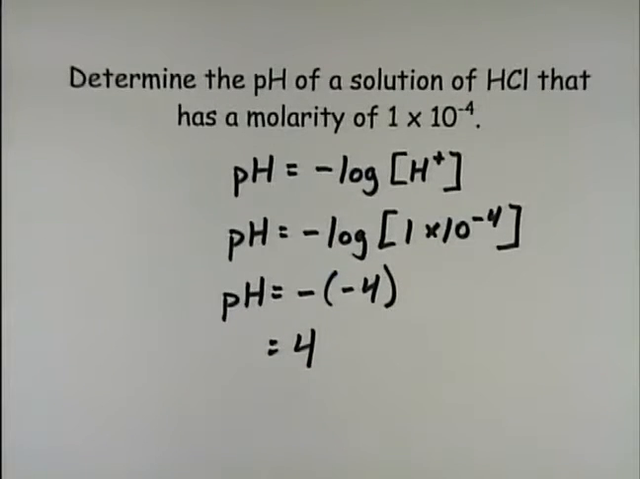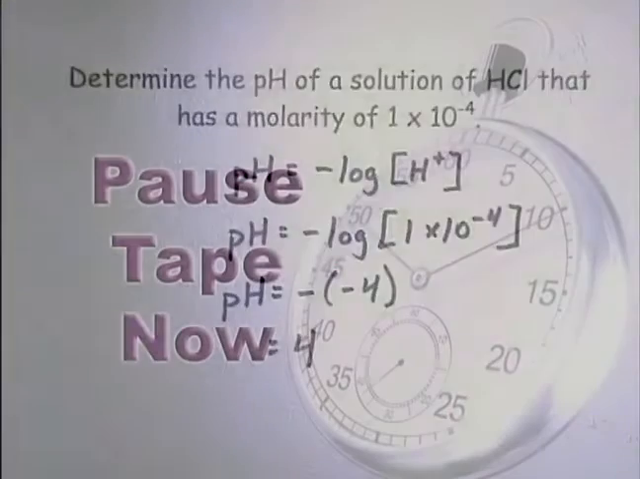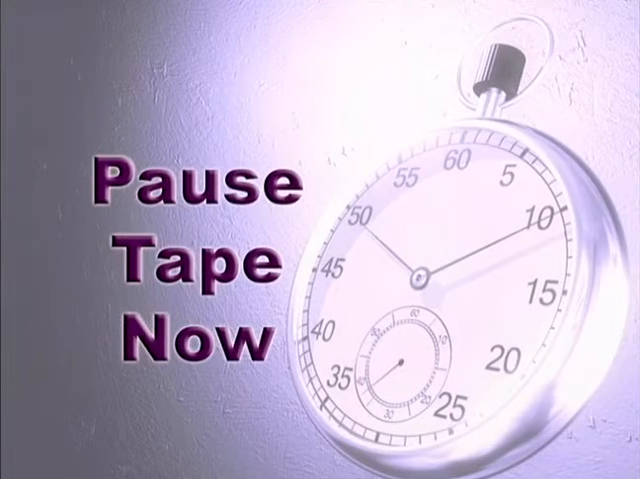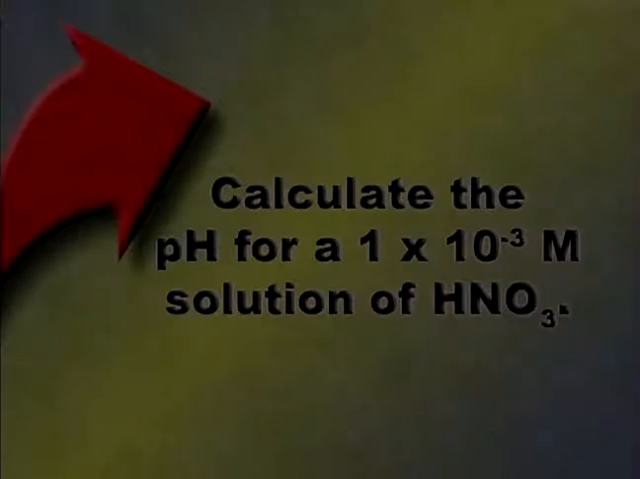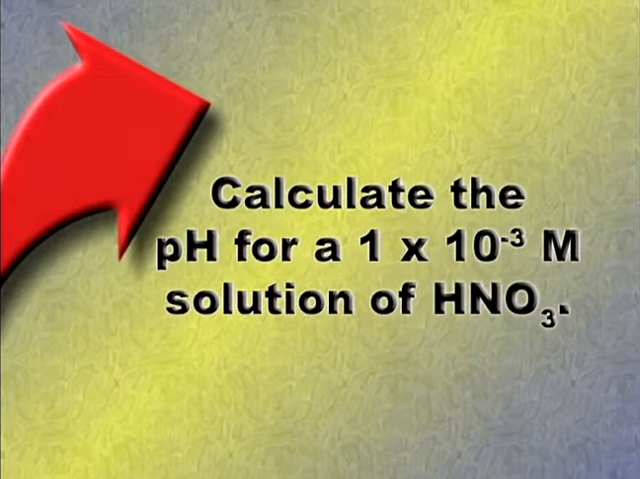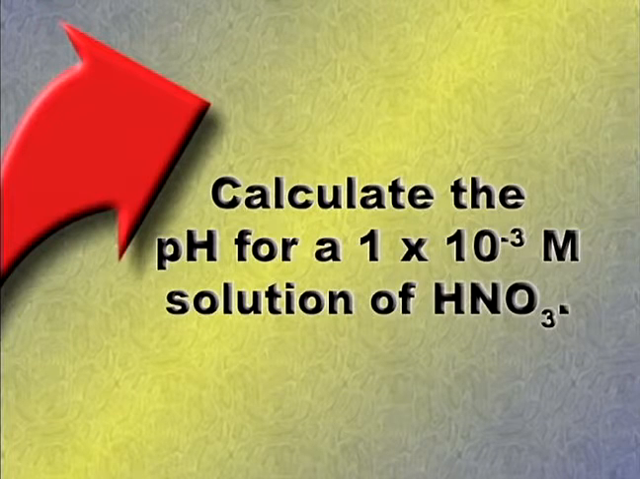Your local teacher is going to pause the tape for you to try and figure this out on your own calculator. Once you've mastered that, I'll give you a problem to try on your own. Local teachers, please pause the tape now for your students to try this problem on their calculators. Now that you have conquered your calculator, work this problem while my students do the same. Calculate the pH of a solution of HNO3 with a molarity of 1 times 10 to the negative 3.